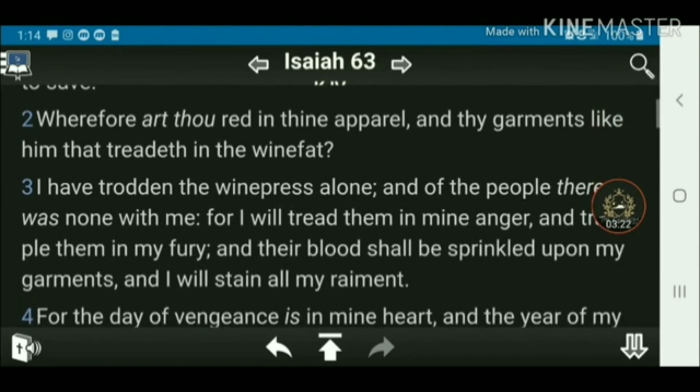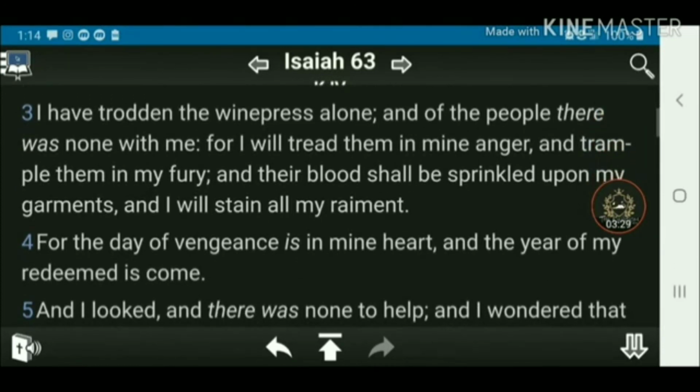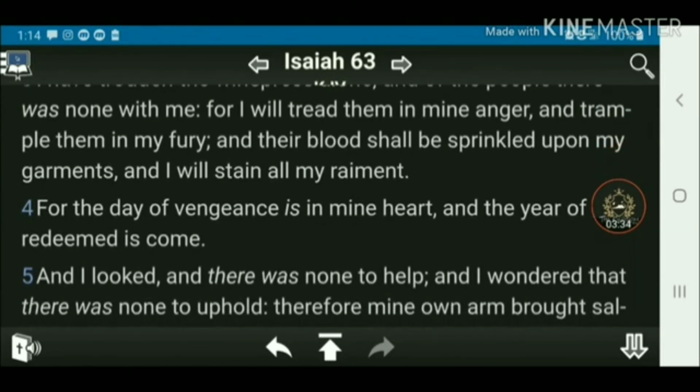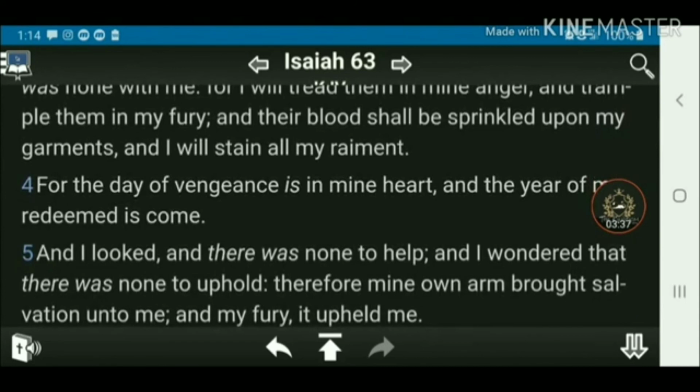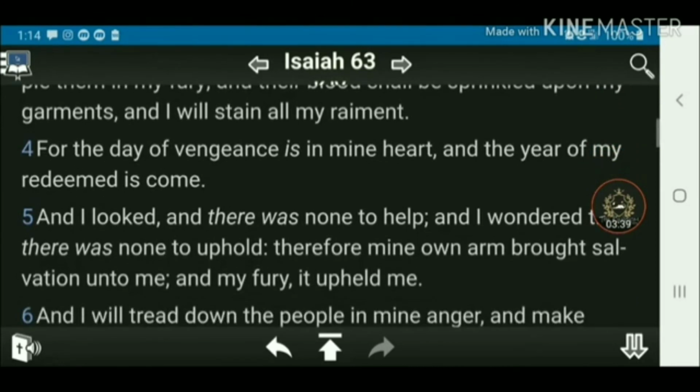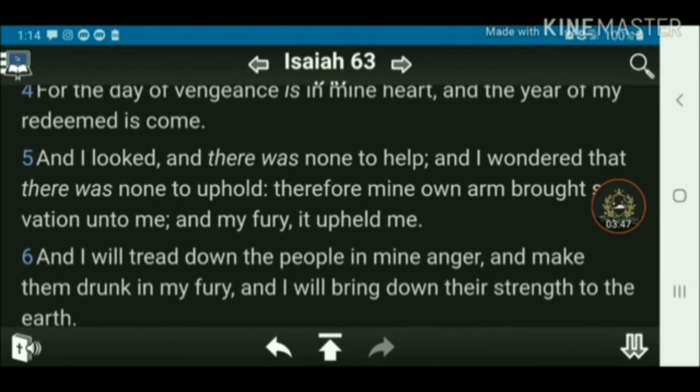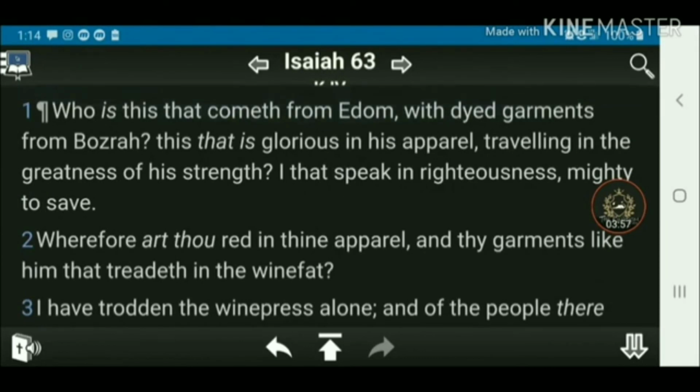Wherefore art thou red in thine apparel, and thy garments like him that treadeth in the wine fat? I have trodden the winepress alone, and of the people there was none with me. For I will tread them in my anger, and trample them in my fury, and their blood shall be sprinkled upon my garment, and I will stain all my raiment. For the day of vengeance is in my heart, and the year of my redeemed is come. So the Most High Son, Yahweh Shai, is treading the wine fat. These are the heathen from Edom, so that we may possess them.